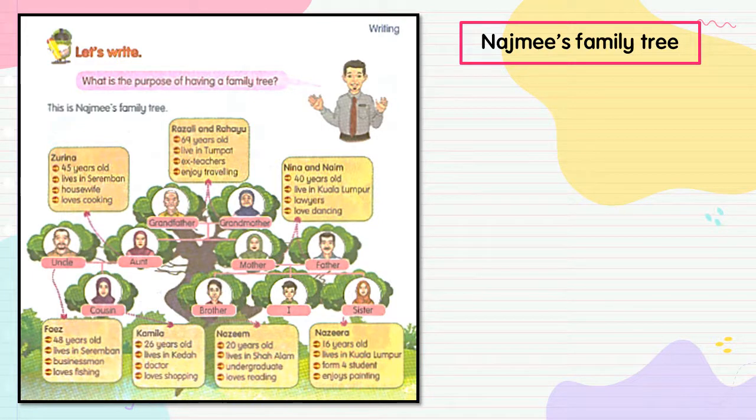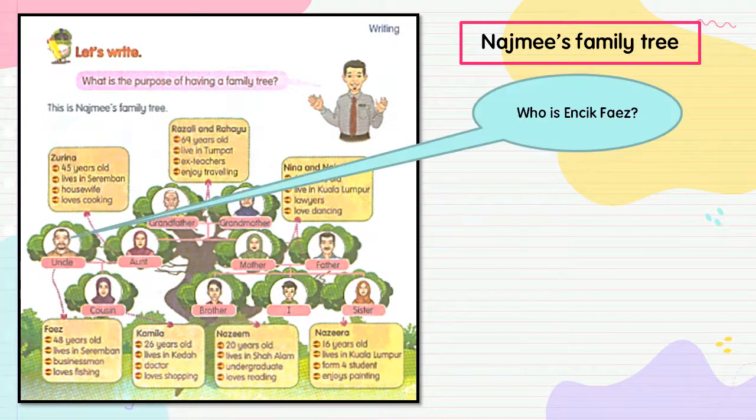Now, let us look at the first example. Who is Encik Faiz? As you can see in the family tree, Encik Faiz is Najmee's uncle. He is 48 years old, lives in Seremban, businessman, loves fishing. Now, write a short description based on this information.